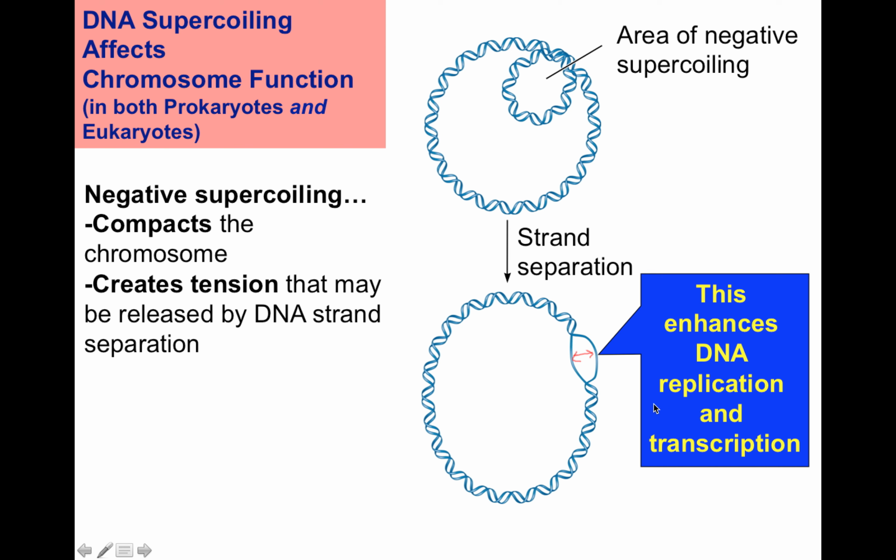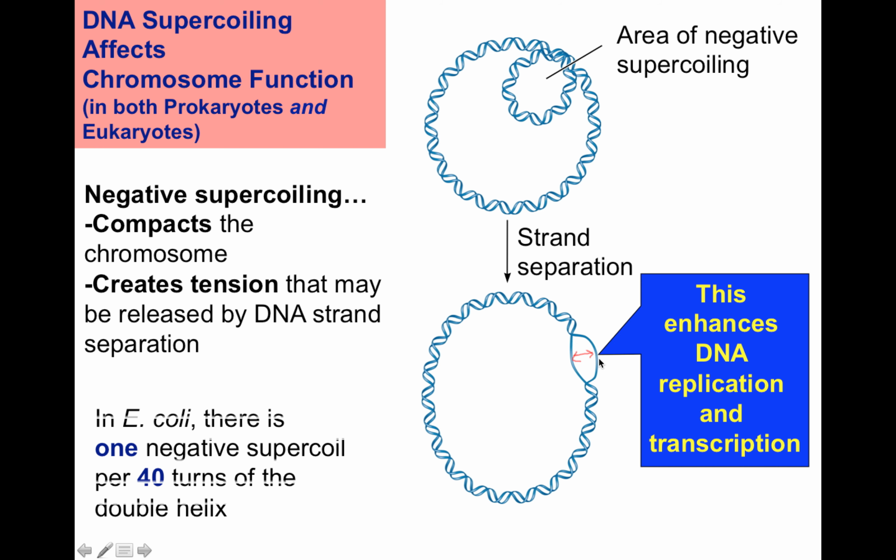So replication and transcription require this bubble to form in the DNA molecule, and topoisomerases and gyrases play a critical role in establishing the negative supercoiling that will result in strand separation under the proper circumstances.